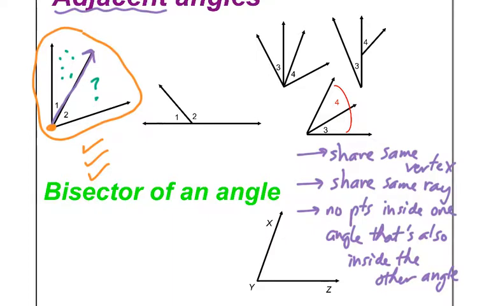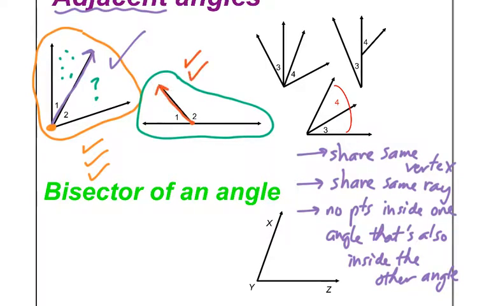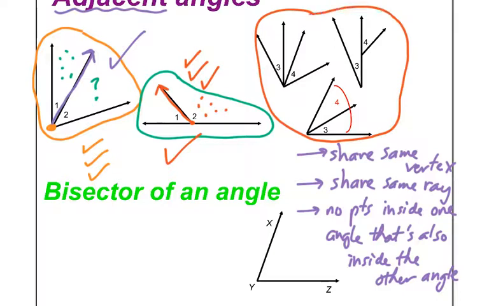So is this one adjacent angles? Yes. Yay. All right, number 2 over here. Are these adjacent angles? All right, go through the checklist. Do they share the same vertex? Yes. Do they share the same ray? Yes. And are any points inside the interior of one angle also inside the interior of the other angle? No. So that's good. These are also adjacent. Okay, let's find out why these 3 are bad. Which rule are they breaking? Number 1, 2, or 3?